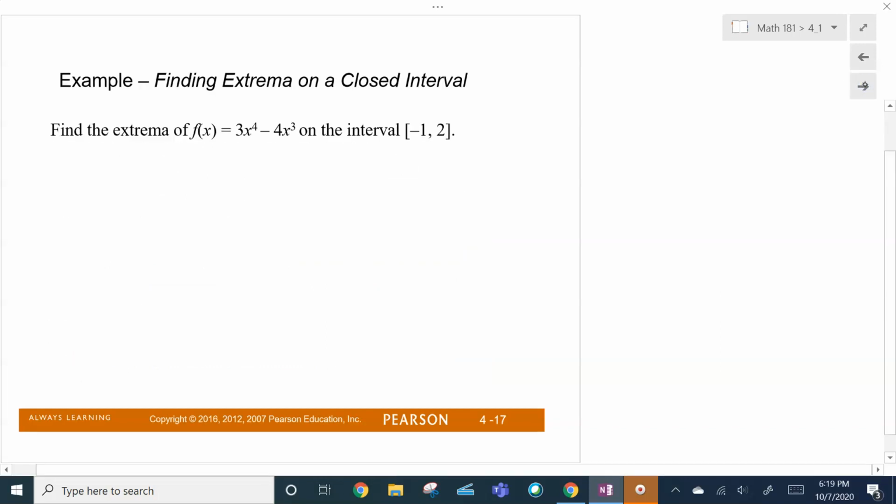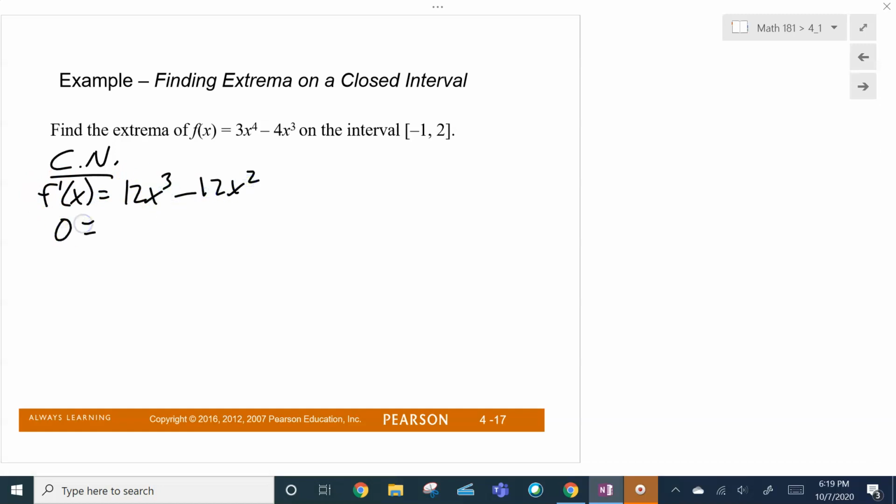Okay, so we have f of x equals 3x to the 4th minus 4x cubed. First of all, what are our critical numbers? Where does f prime of x equal 0, or where is it undefined? So f prime is 12x cubed minus 12x squared. Where is the derivative 0? In other words, where's our horizontal tangent? Let me factor out a 12x squared. So where does 12x squared equal 0? Where does x minus 1 equal 0? So we have a critical number at 0 and at 1. Now there's no place where the derivative is undefined, so there are no other critical numbers.